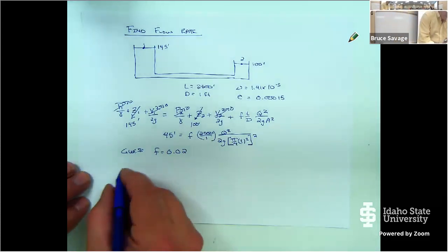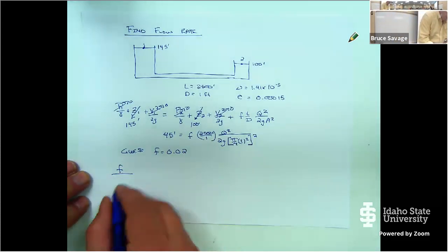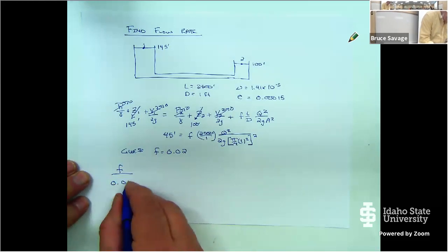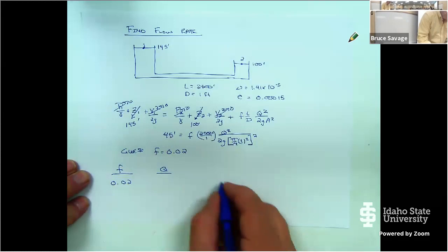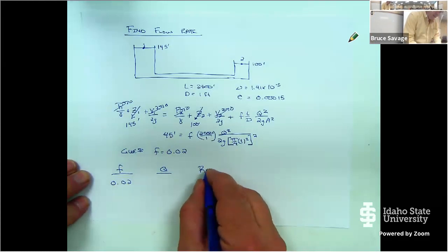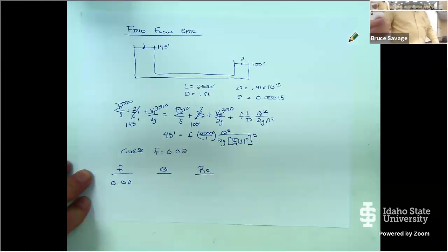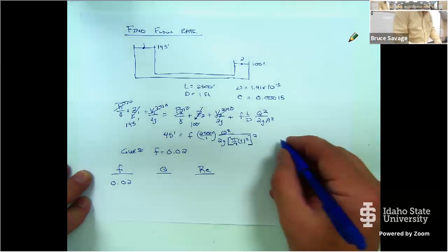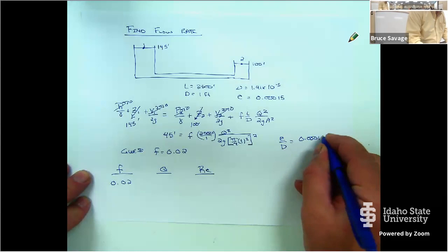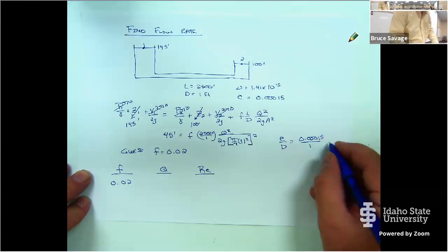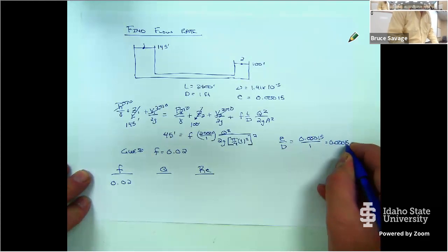Okay, so now I'm going to create just a little chart here, if you will. Friction factor 0.02, and then if I know the friction factor, I can calculate the flow rate, and then if I know the flow rate, I can find the Reynolds number. Now I would note that I still need E over D, but that's a little easier too, because E over D is 0.0000015 divided by 1, which of course then is 0.0000015.